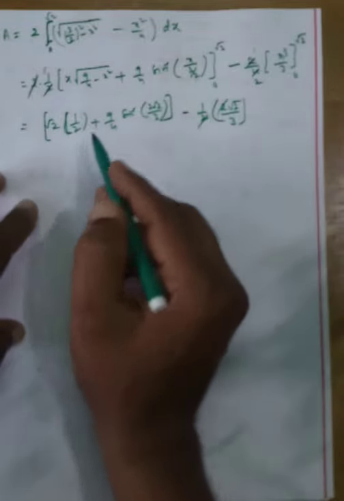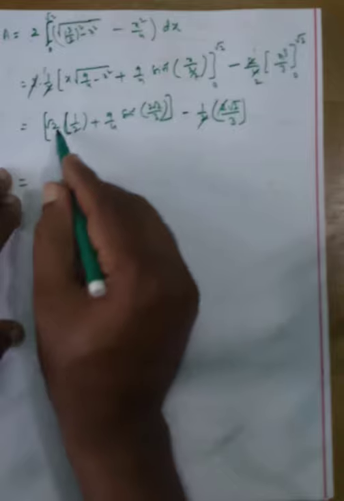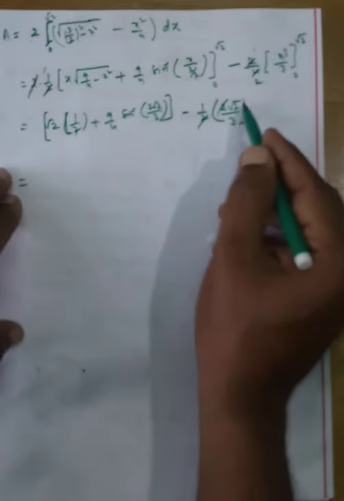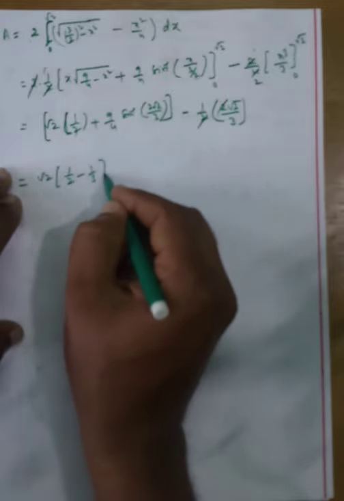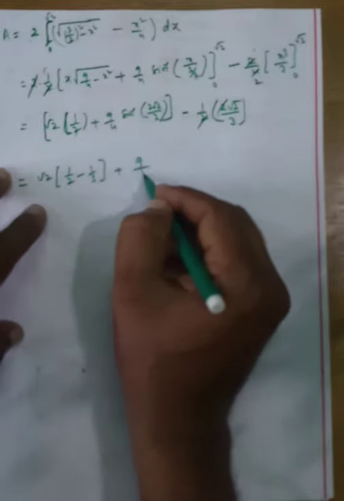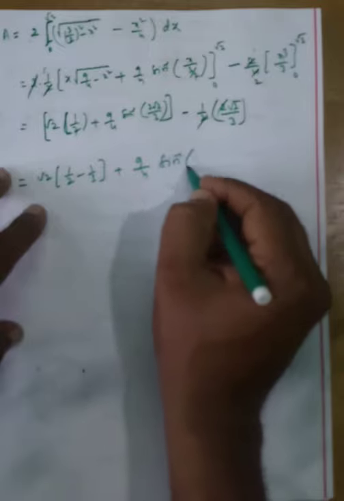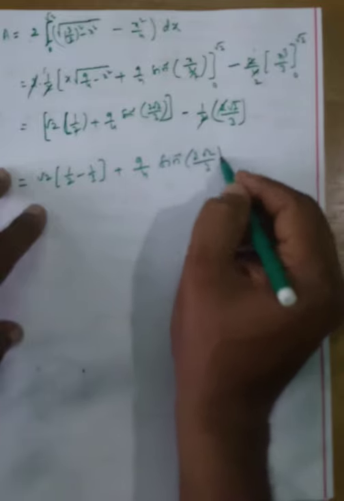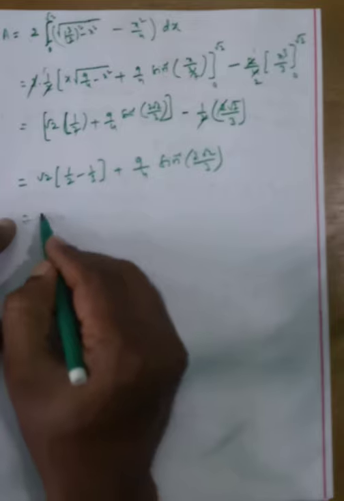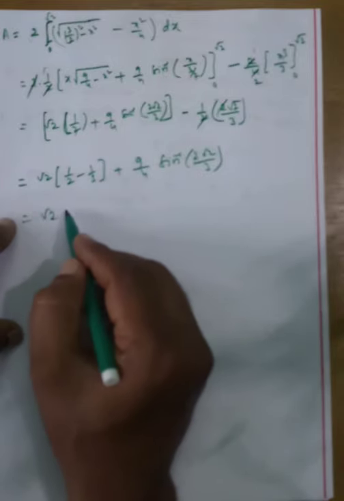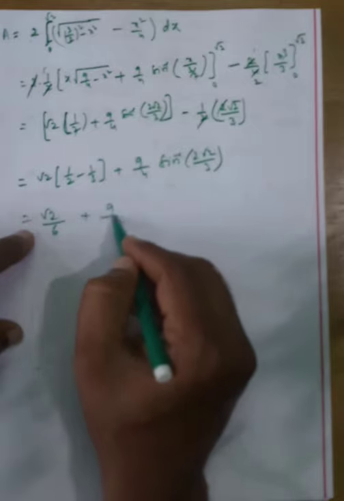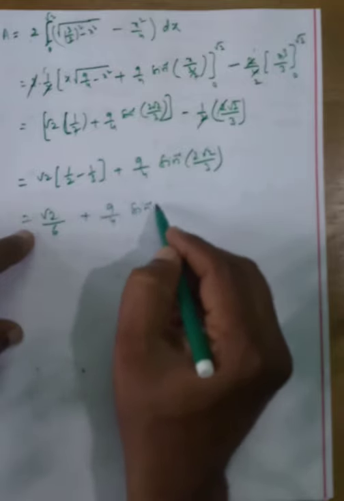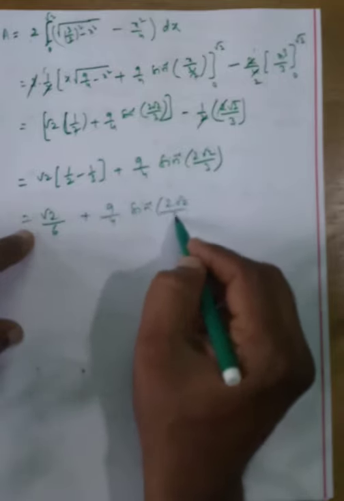This is root 2 by 2. Okay, root 2 taken common: root 2 by 2 minus root 2 by 3. Now root 2 taken common. What happened? 1 by 2 minus 1 by 3 plus 9 by 4 into sin inverse of 2 root 2 by 3, my dear students. 1 by 2 minus 1 by 3 means 1 by 6. Root 2 by 6 plus 9 by 4 sin inverse of 2 root 2 by 3.